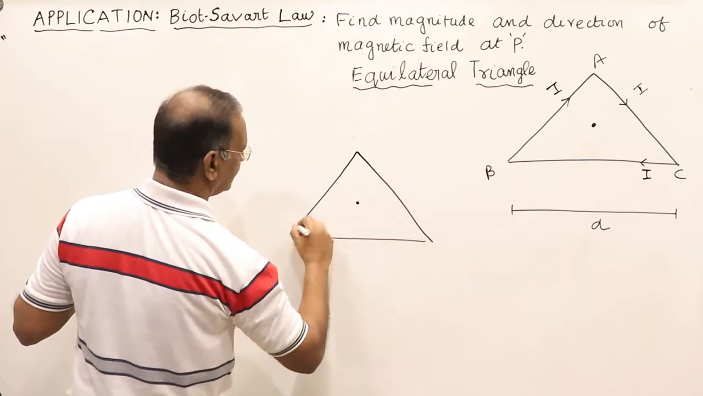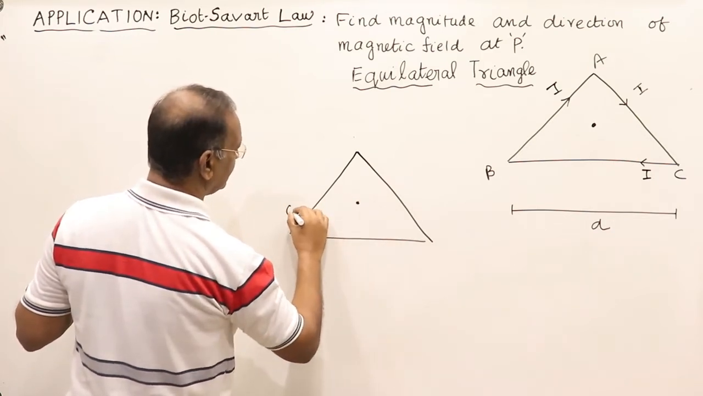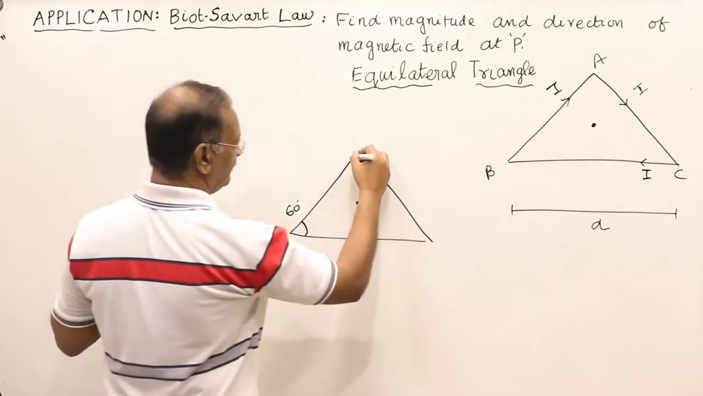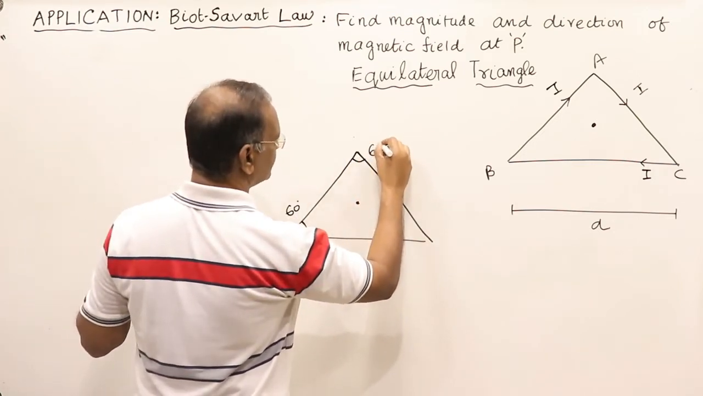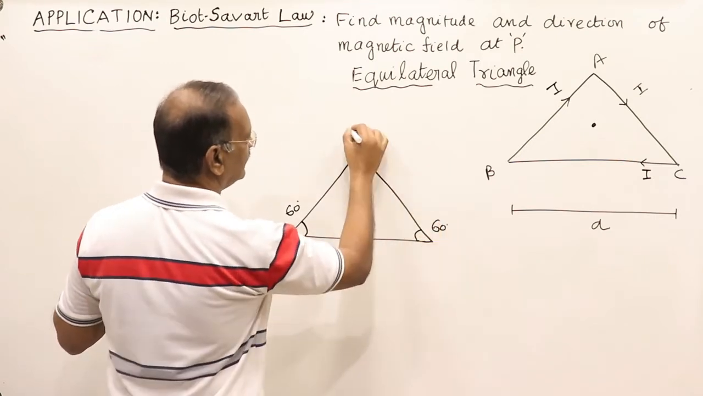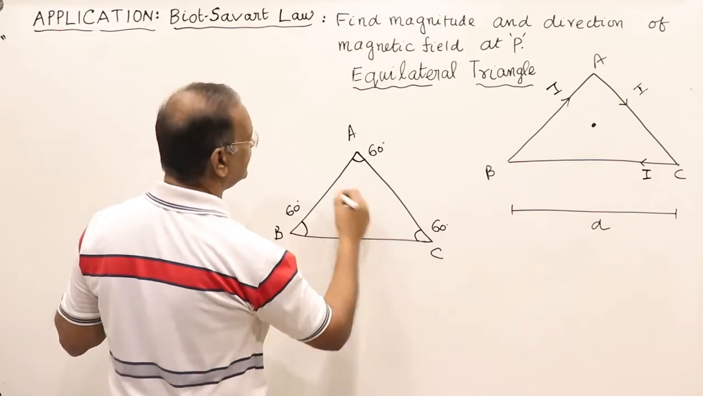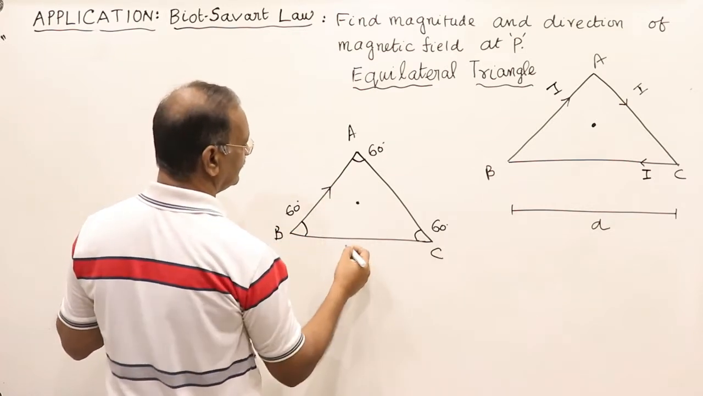This is the center point. In an equilateral triangle, this will be 60 degrees, and this will also be 60 degrees, and this will also be 60 degrees. We call this A, this is B, and this is C. And the current is flowing like this.